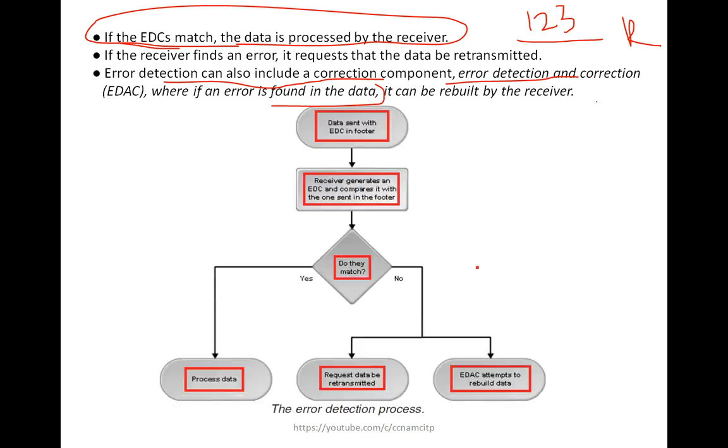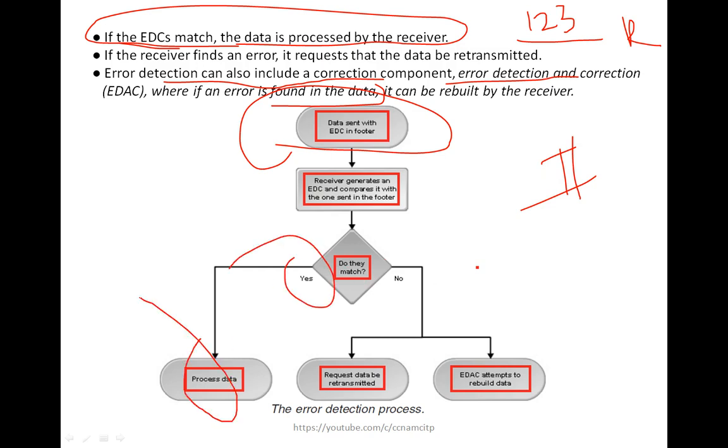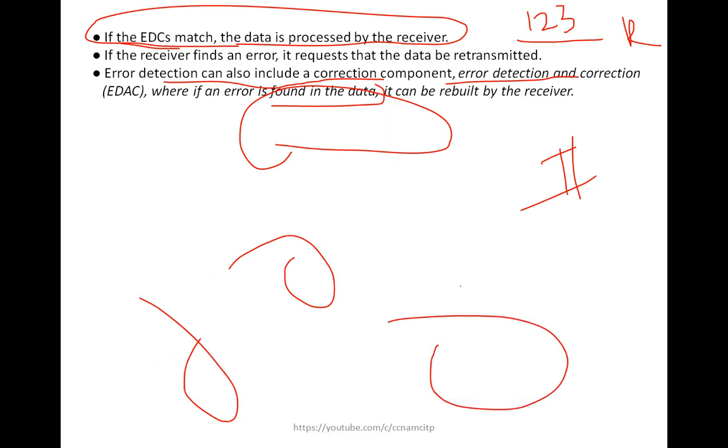So this is the procedure here, guys. Data is sent with the EDC in the footer. The receiver generates an EDC and compares it with the one sent in the footer. So the receiving end will check what was sent from the sending end. Do they match? If they match, yes, the data is processed. If they don't match, then no, it requests the data to be retransmitted. EDAC attempts to rebuild the data. So this is the process I was talking about so far in error detection.